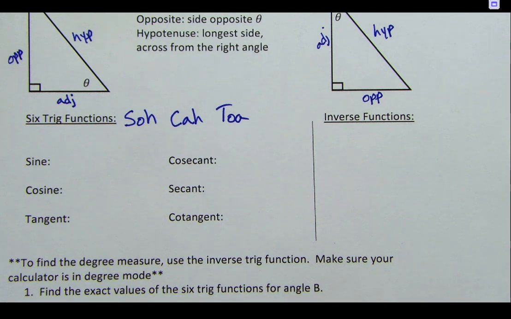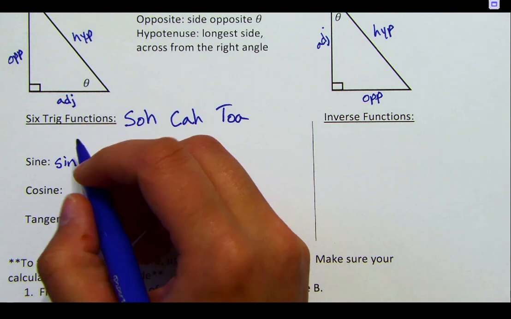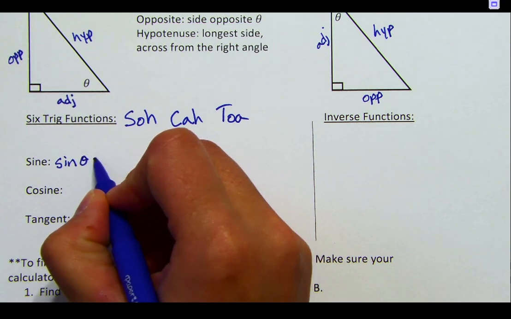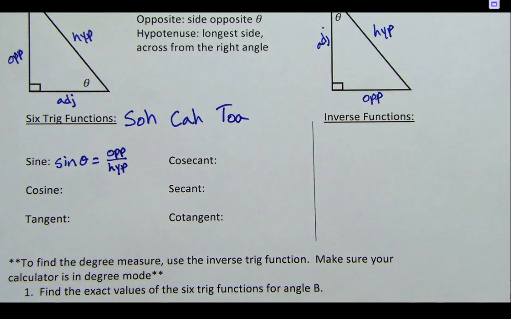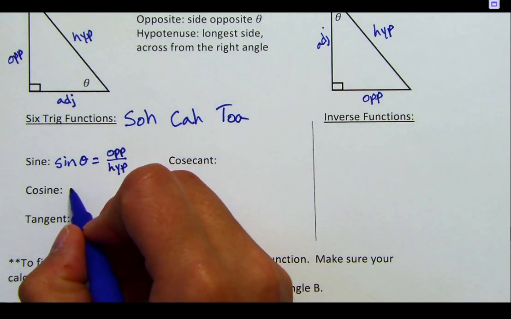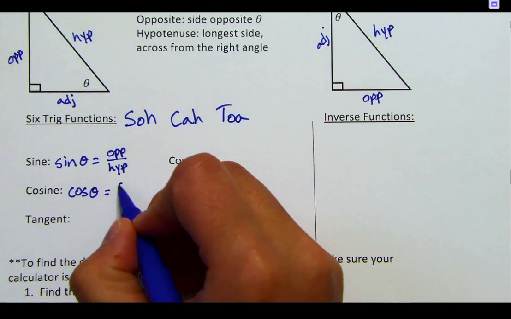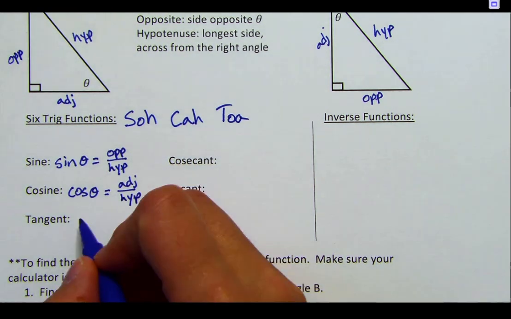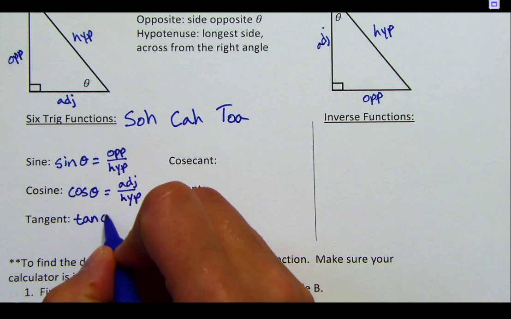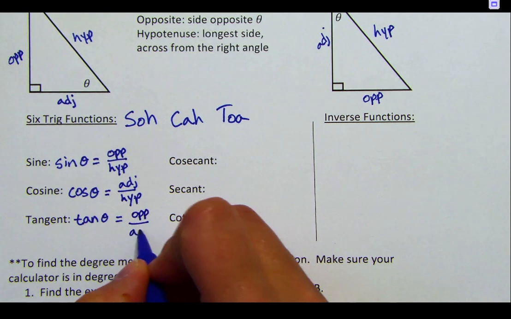And then sine, cosine, and tangent also have an abbreviation when we write them. When I'm talking about sine, I write it as sin, and then we typically use our theta symbol. And again, it's going to be equal to the opposite side over the hypotenuse. Cosine is abbreviated as cos, and then again, theta represents the angle, and our ratio is adjacent over hypotenuse. And tangent is abbreviated as tan, and then our theta to represent our angle. And this is the opposite side over the adjacent side.